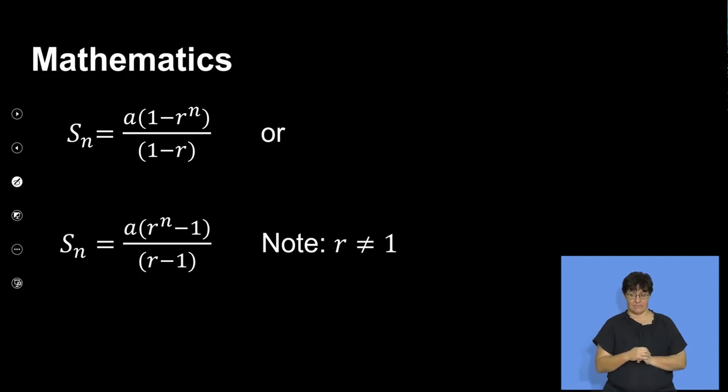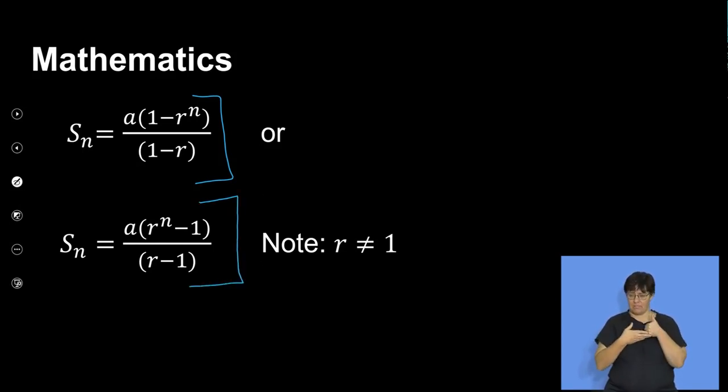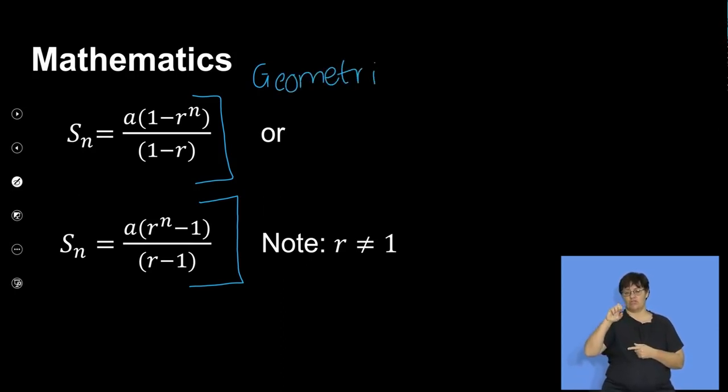Please note that this can be written in two different ways. We can have Sn equal to a times (1 - r to the power of n) over 1 - r. This is one of the options, but it means the exact same thing as Sn equal to a(r to the power of n - 1) over r - 1. Both of these are going to help me find the sum of a geometric series.